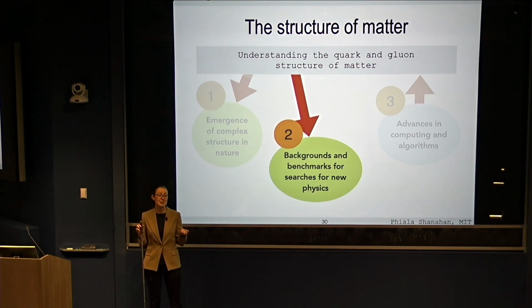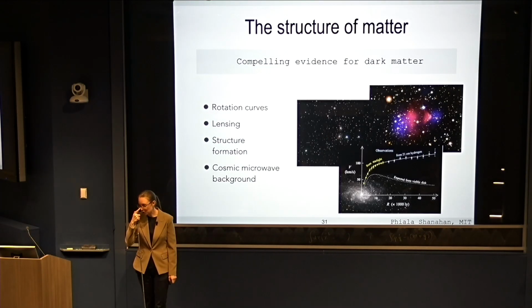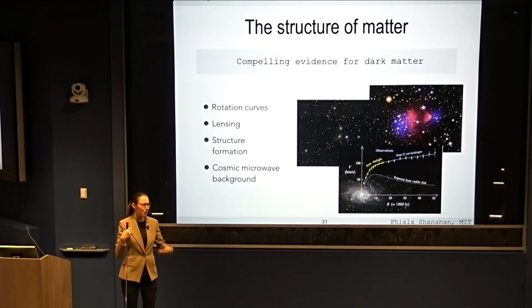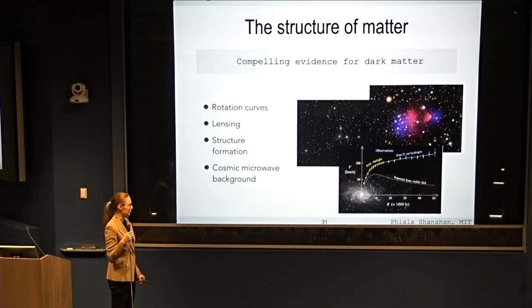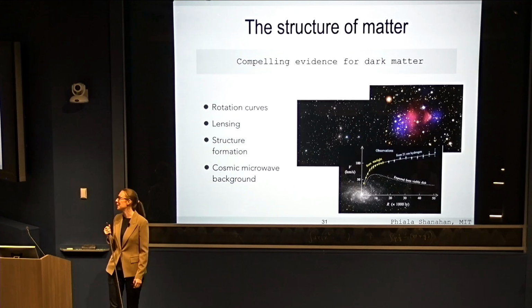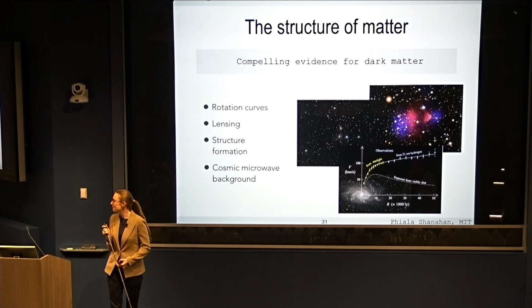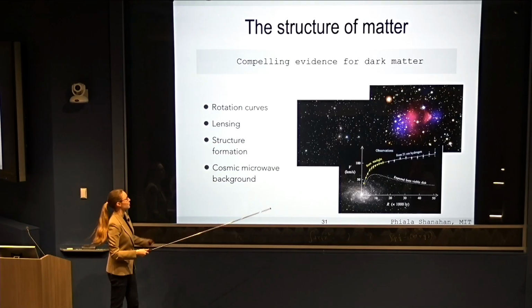I want to give you just one example, and that is in the context of dark matter, because this is really one of the big mysteries of our age, right? We have 5 times as much dark matter as normal matter. What is it, and how can we constrain it? Now, there is really abundant evidence for dark matter. This is not at all exhaustive, just a few examples on the slide.